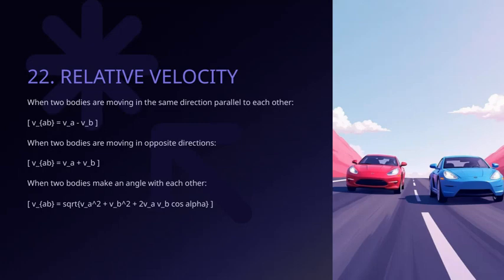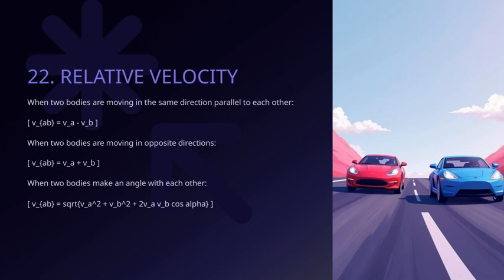Let's take a closer look at the formula for relative velocity when two bodies are moving at an angle to each other. The equation is V_AB equals the square root of V_A squared plus V_B squared plus 2 times V_A times V_B times cosine of alpha. This helps us understand how their velocities combine depending on the angle between their directions. Now, if the two bodies are moving at an angle, this is the general case, and the formula accounts for that by including the cosine of the angle.